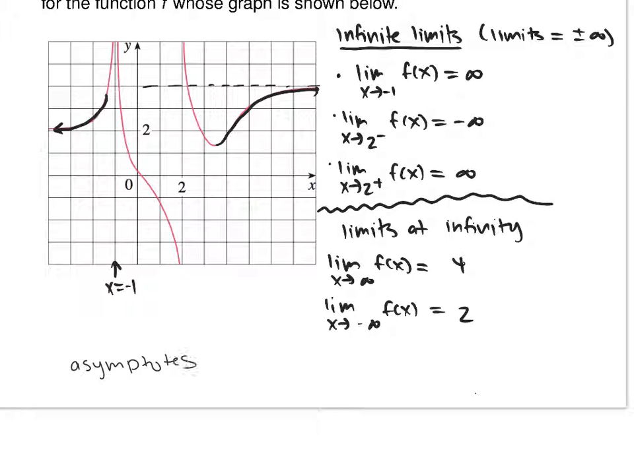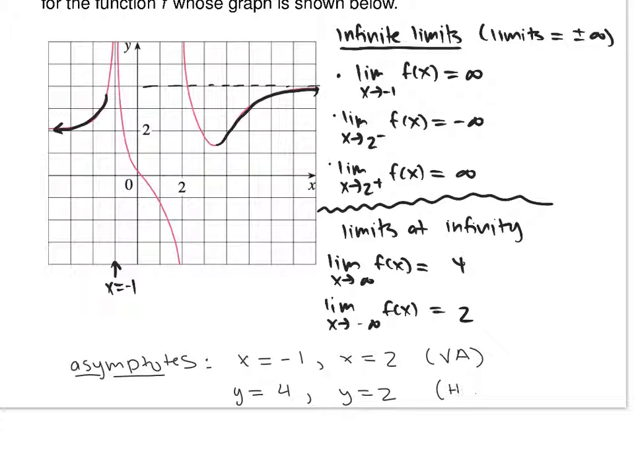Asymptotes, okay. So what are the asymptotes of this function? Be a little bit specific, okay? It's x equals negative 1 and x equals 2. Good. Those are the vertical asymptotes, right? What are the horizontal asymptotes? y equals 4 and y equals 2.